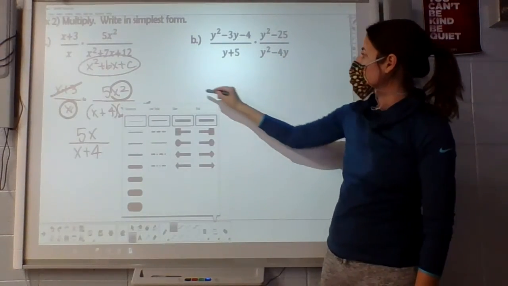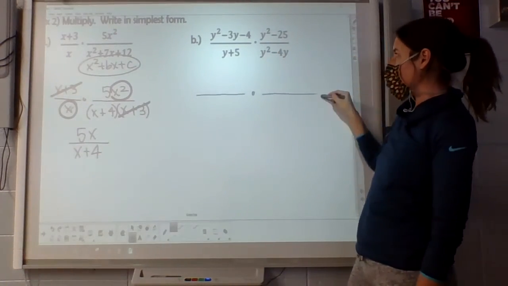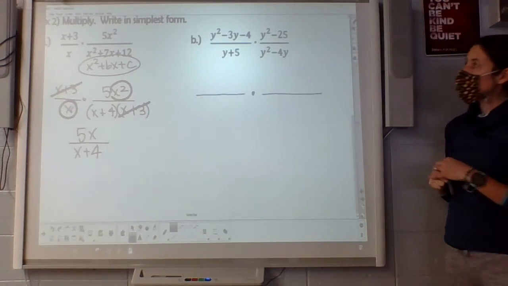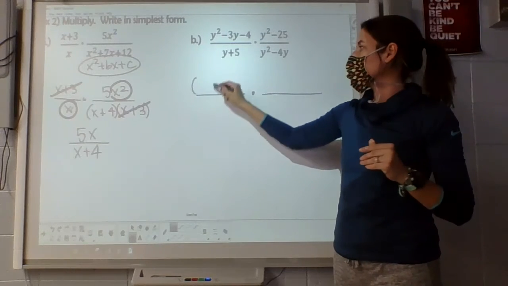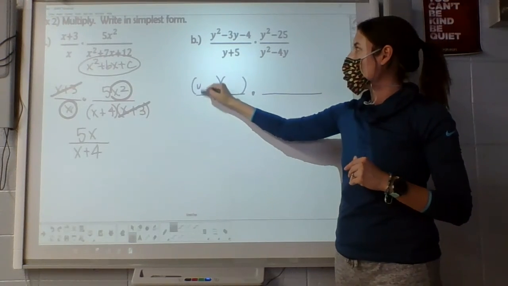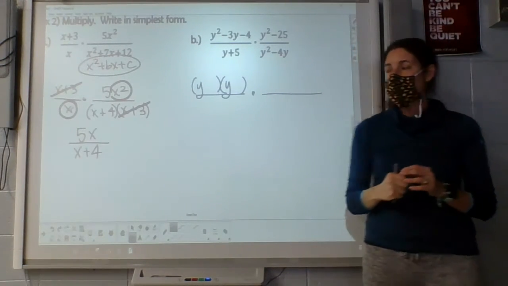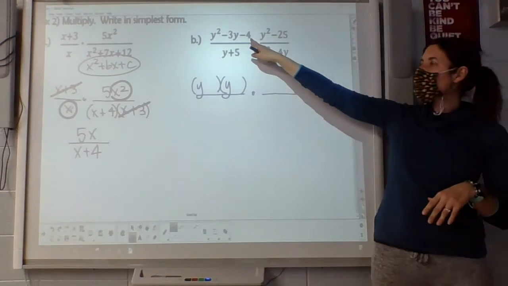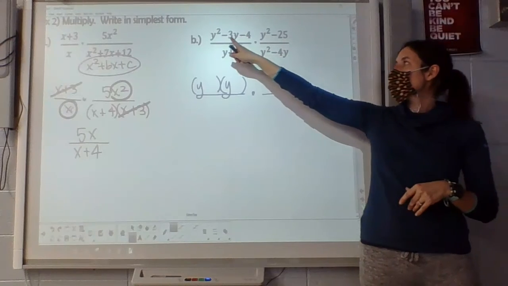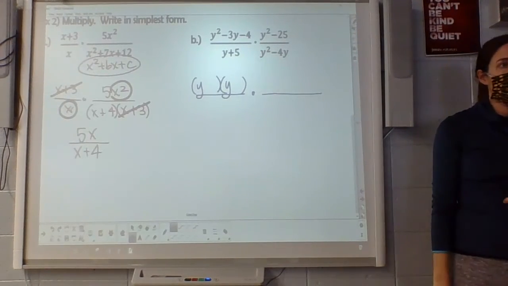So this next one has a whole bunch of different types of factoring in it. So this first one has three terms. It starts with y squared, so I know it already has to be y and y. I want to multiply to get -4, but add to get -3.